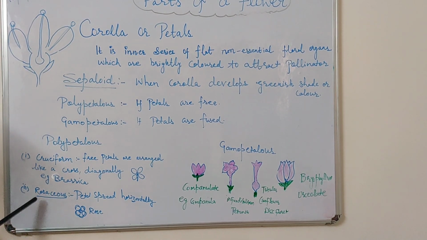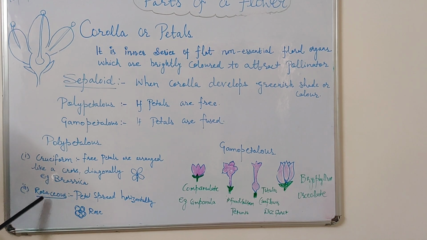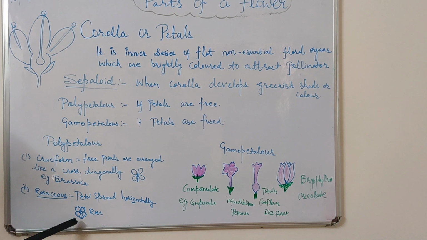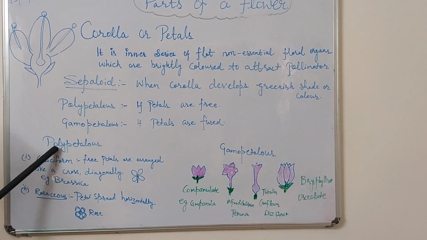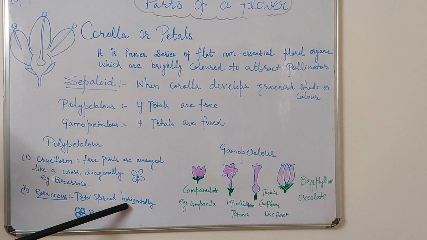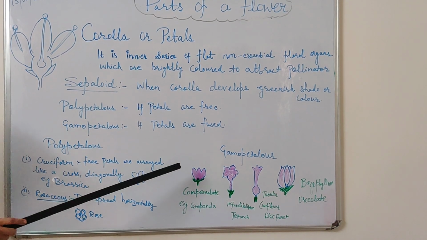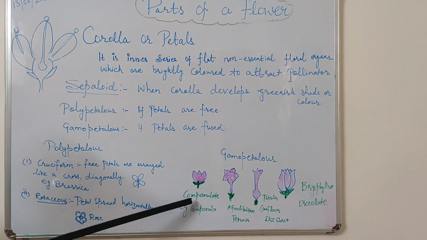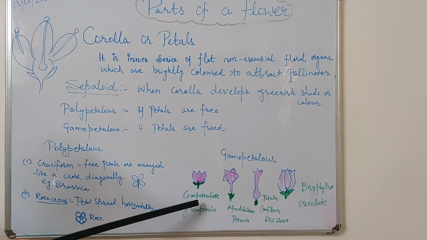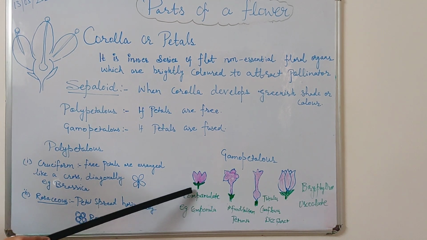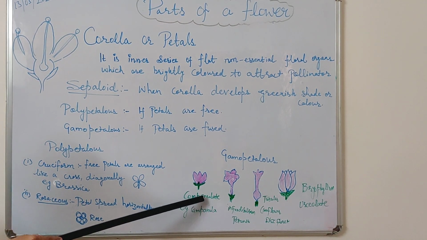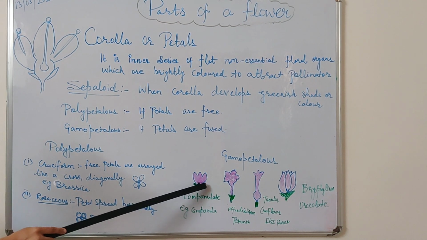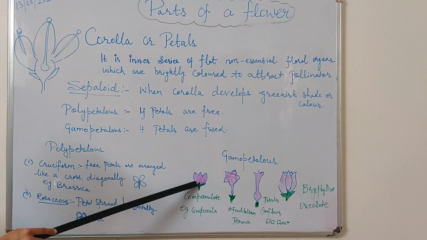Another polypetalous arrangement is rosaceous. In rosaceous flowers, petals spread horizontally. You can see this in the case of rose. Petals are free, but they spread horizontally. And gamopetalous forms are there. First form is campanulate. We studied the same term under sepals. So campanulate here means bell shaped. We can see the bell-like shape here.